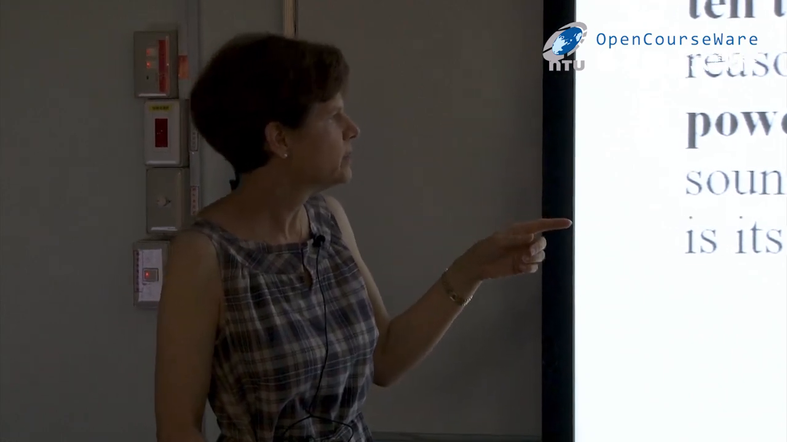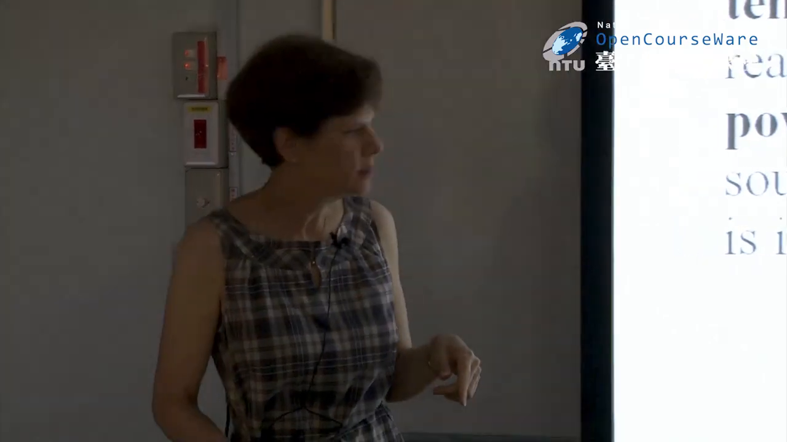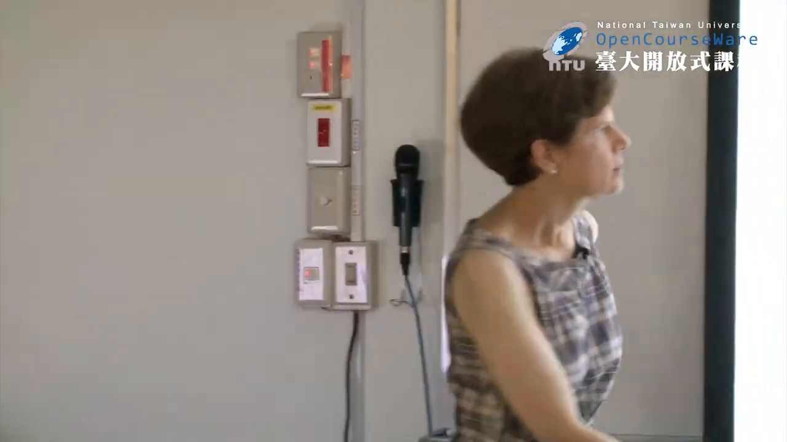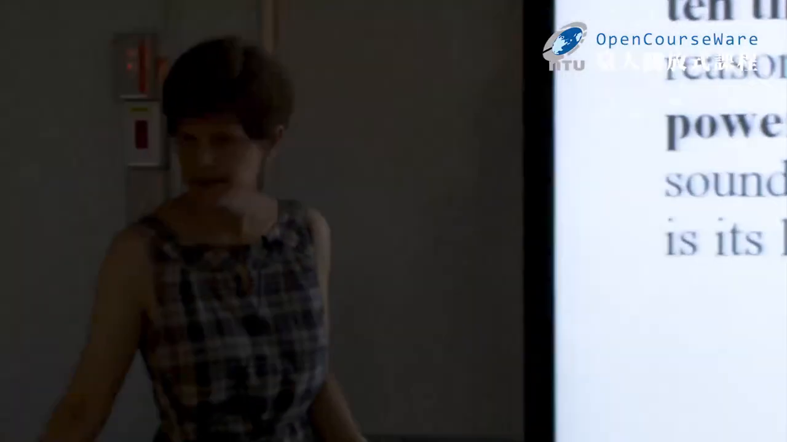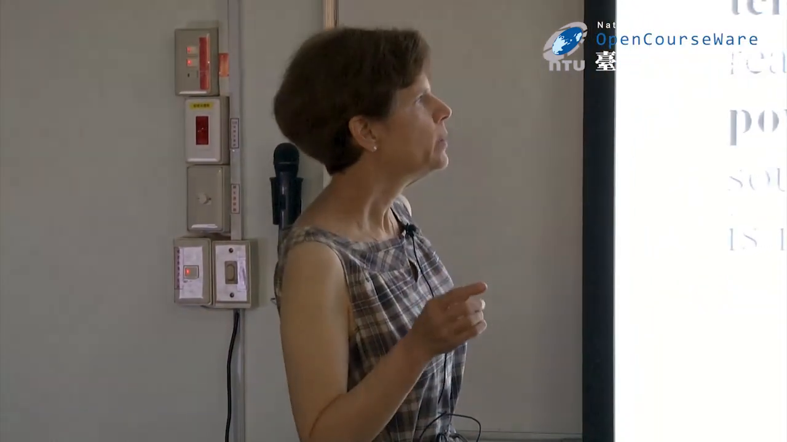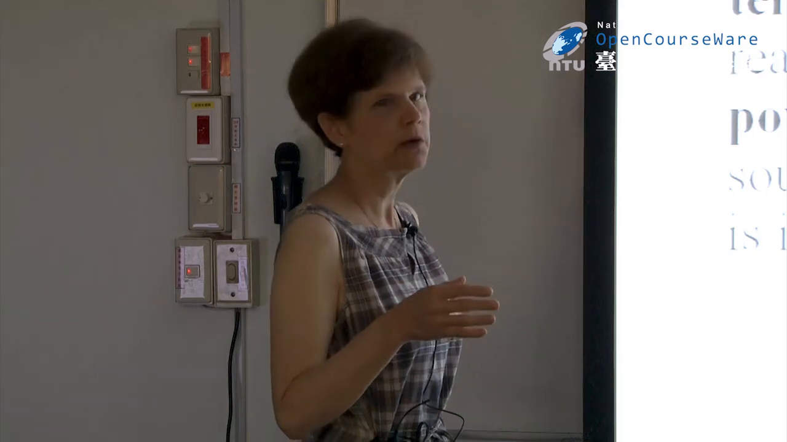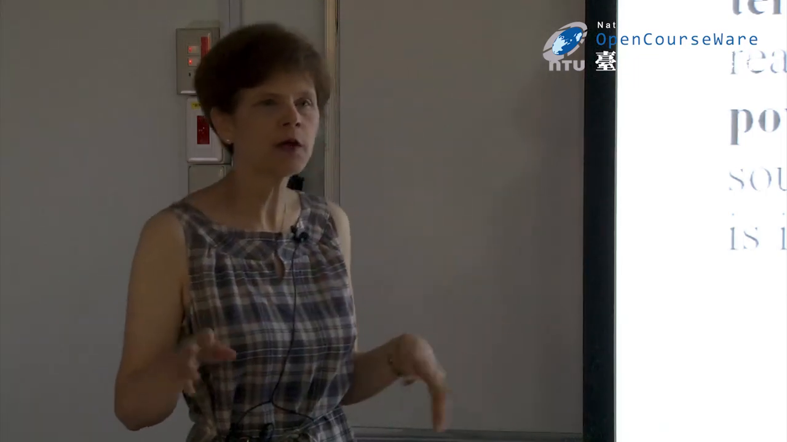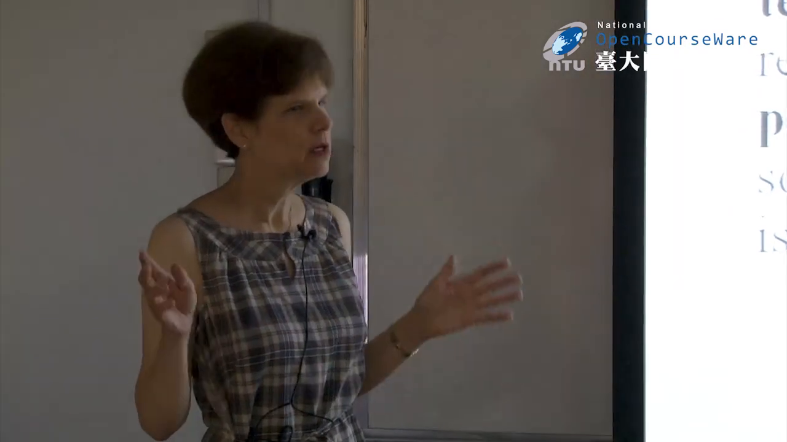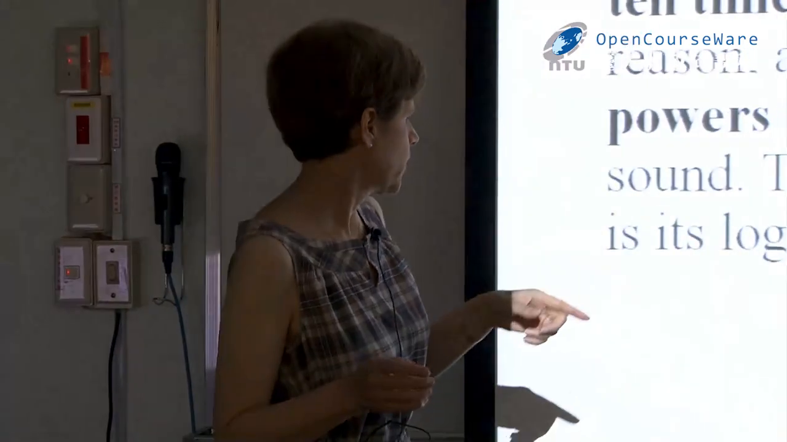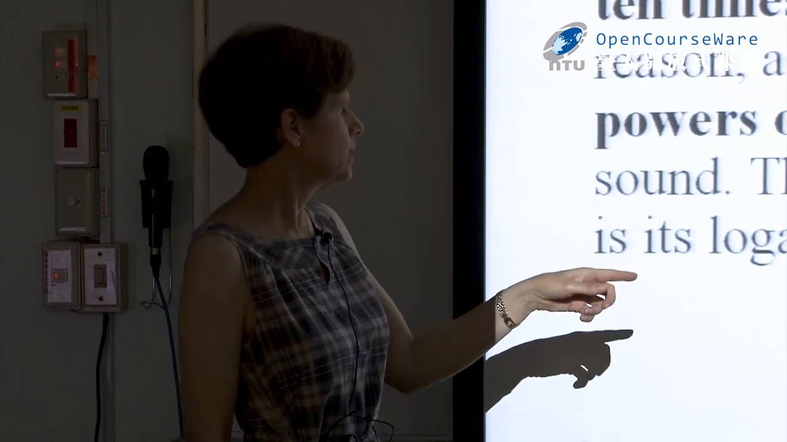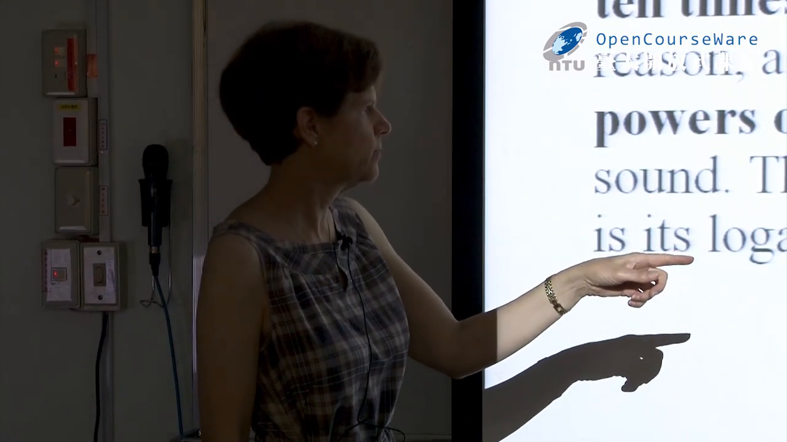The exponent, what is the exponent? This is the exponent right here. What do you call it in Chinese? Right. Okay, the exponent of a number here, we use only 10, is its logarithm. Actually, we can do base 2 logarithms, we can do other kinds of logarithms, but we're only using base 10 here. An example of a base 10 logarithm is 10 times 10 times 10 times 10 equals 10,000.